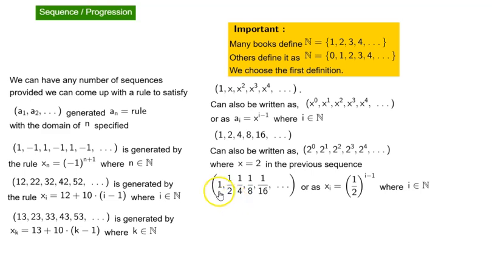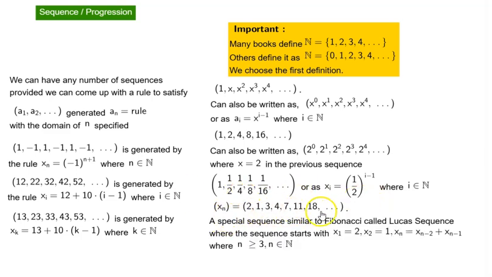Now, what about this? We have 1, 1 by 2, 1 by 4, 1 by 8, 1 by 16, and so on. This is also a sequence. And the general term is x sub i is equal to 1 by 2 to the power of i minus 1, where i is in the set of natural numbers. So the first term becomes 1 by 2 to the power of 1 minus 1, which is 0. Anything to the power of 0 is 1. When i is 2, this becomes 2 minus 1, 1. So that is 1 by 2. 3 minus 1, 2. So 1 by 4, and so on.